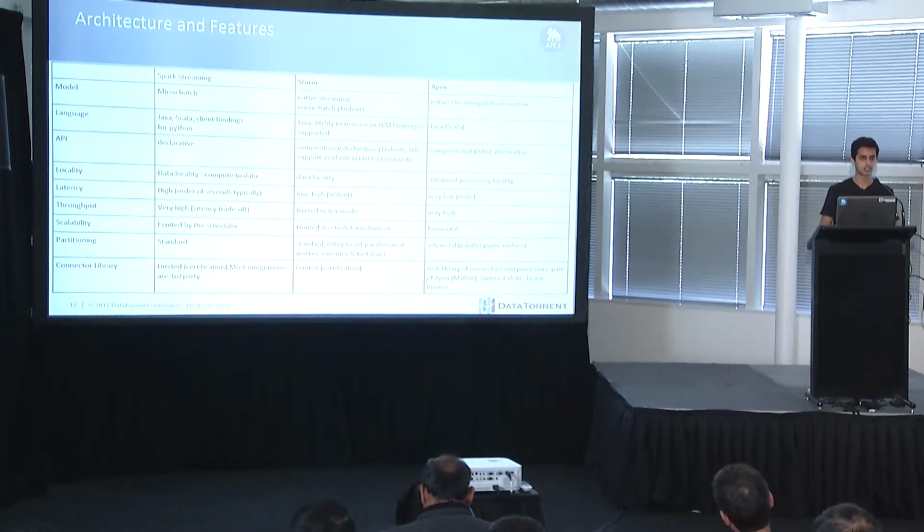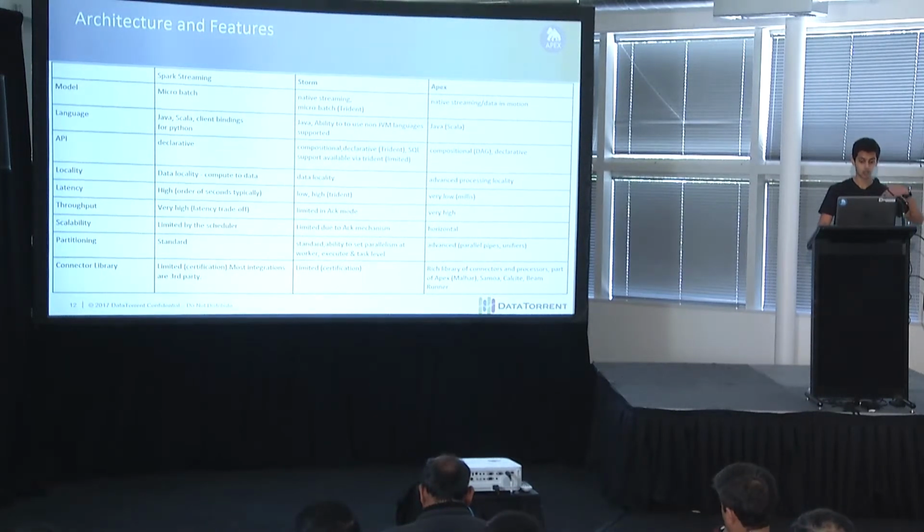Scalability: the DAG scheduler and task scheduler have to schedule tasks and RDDs in Spark, so it's kind of limited. If you're running thousands of containers, it deteriorates pretty fast. Storm is, again, limited by its acking mechanism. Storm has this notion of ACK trees, which are responsible for keeping track of data. Apex, we do horizontal scaling. Spark Streaming supports very limited partitioning. Storm has the ability to set parallelism at worker, executor, and task level. In Apex, you have parallel pipelines and unifier support and so on.